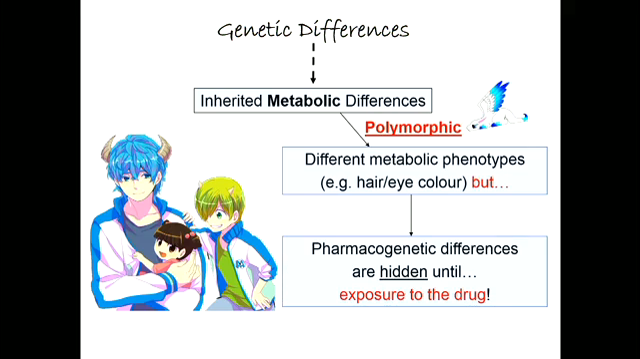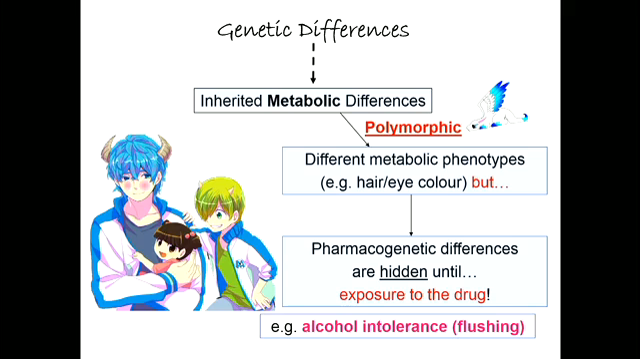The important thing about pharmacogenetic mutations is they remain hidden until you're exposed to a drug. So anyone in this audience here may be carrying polymorphisms which affect their metabolism of a drug, and you won't know about it until you come in contact with that drug, and that's the important aspect of them. And if it's a serious drug, then the results can be very serious.